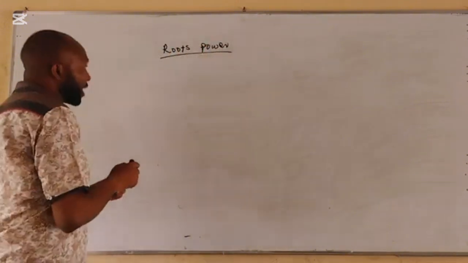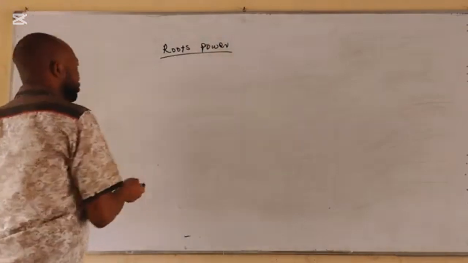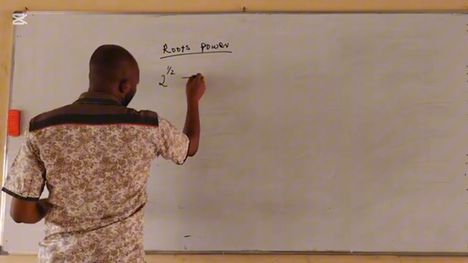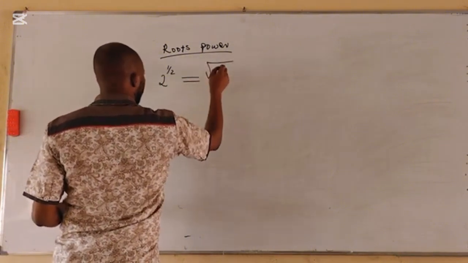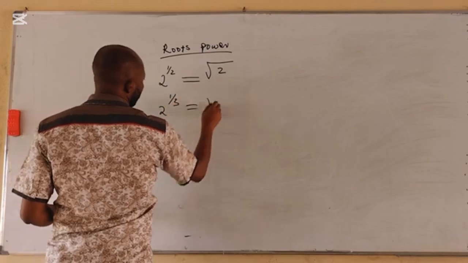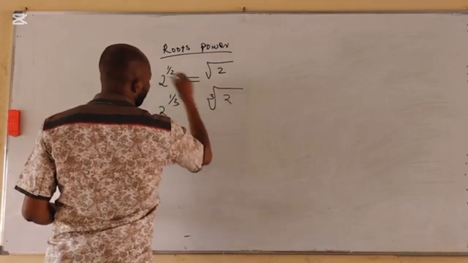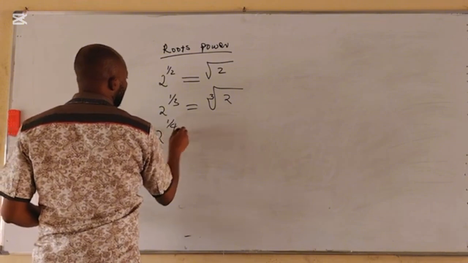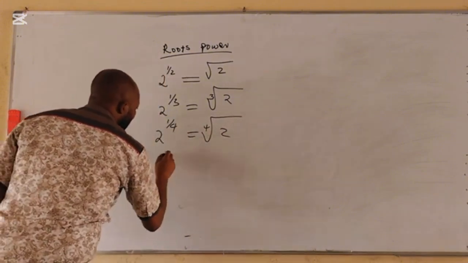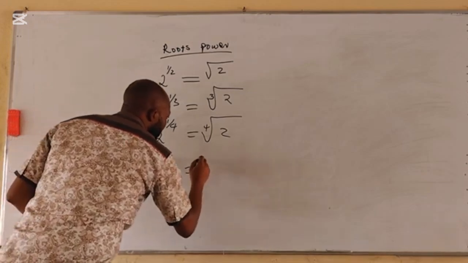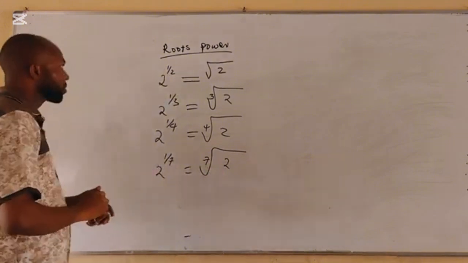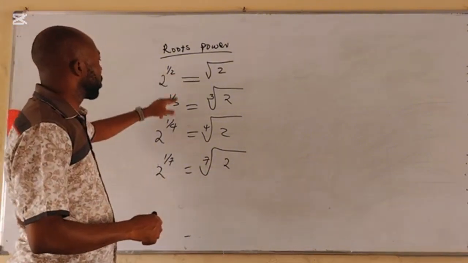This method involves showing the indices of different roots. 2 raised to the power 1 over 2 shows the square root of 2. 2 raised to the power 1 over 3 shows you the cube root of 2. 2 raised to the power 1 over 4 shows you the fourth root of 2. 2 raised to the power 1 over 7 gives you the seventh root of 2. On and on. So this is what gives you the root.